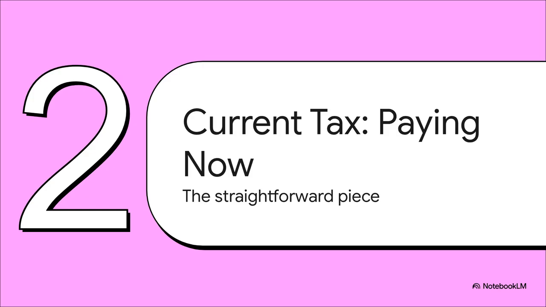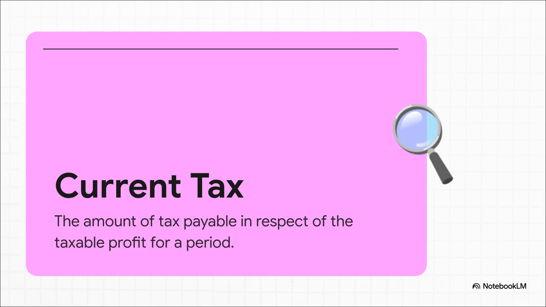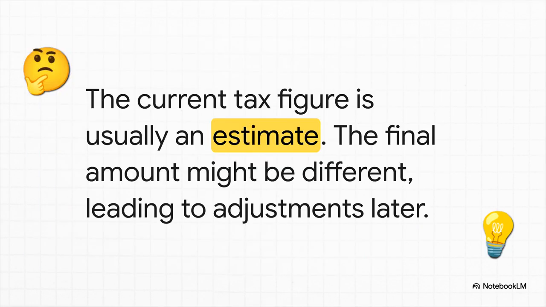Let's start with the easy part first, shall we? Current tax. This is the most straightforward piece of the puzzle, and it's probably what you think of when you hear the words corporate tax. To put it simply, current tax is the company's tax bill for this year, based on this year's taxable profit. It's the check they expect to write to the government for what they did this period. Sounds simple enough. But you knew there had to be a twist, right? Even the simple part has a little complication.